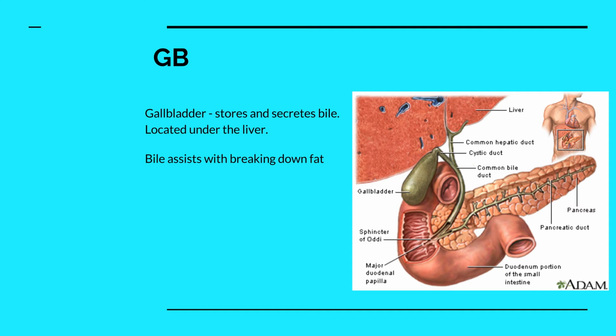Okay, now we're getting into your abbreviations. So GB is gallbladder. It stores and secretes bile. It's located under the liver. So here's your liver. Here's your gallbladder. And bile assists with breaking down fat.